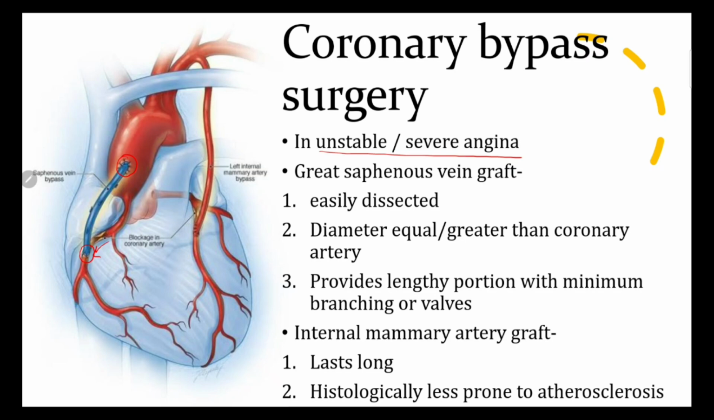A coronary bypass graft shunts blood from the aorta to the coronary artery distal to the blockage to increase the circulation. Now the great saphenous vein is commonly used for grafting because it is easily dissected. The diameter is equal to or greater than that of the coronary artery and it provides lengthy portion with minimum branching or valves. So of course you have to invert it and put it there so that valves won't bother.